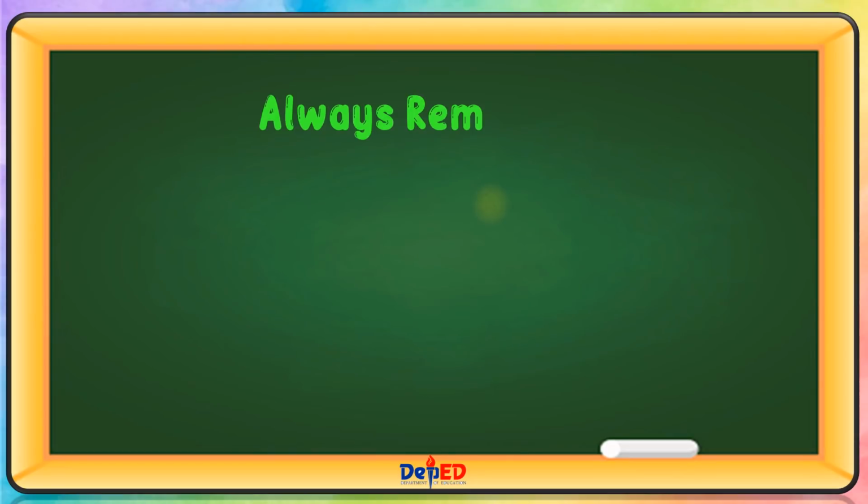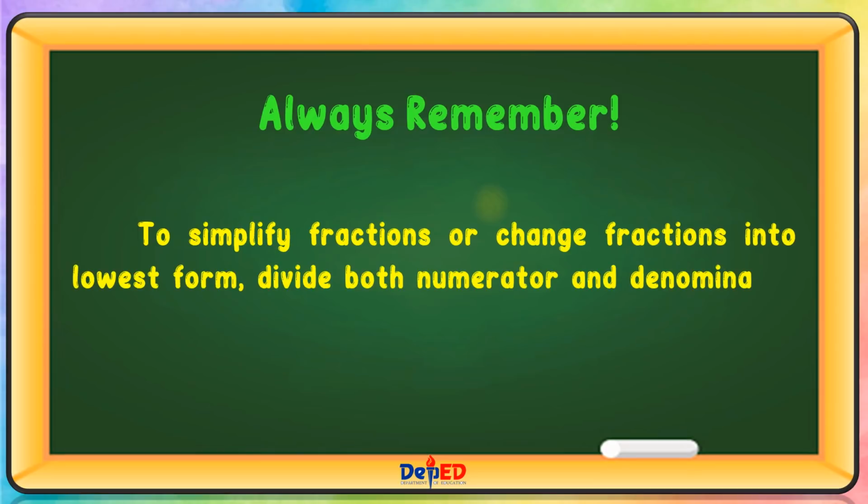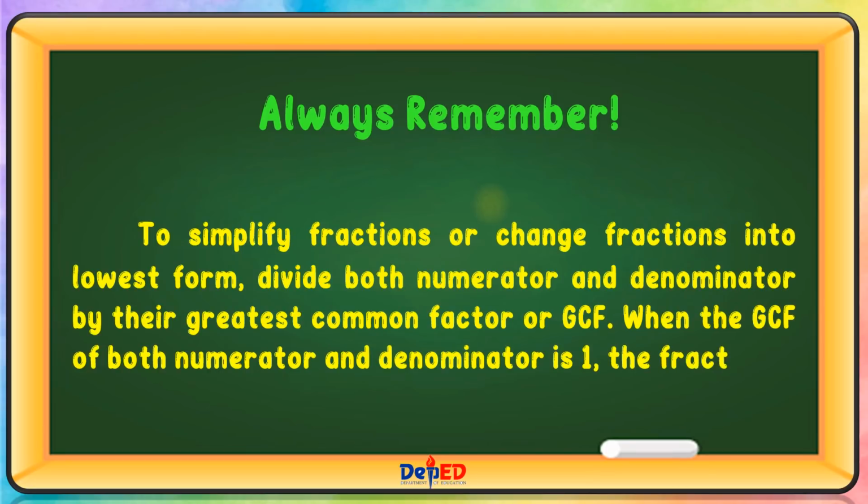Always remember, to simplify fractions or change fractions into lowest form, divide both numerator and denominator by their greatest common factor, or GCF. When the GCF of both numerator and denominator is 1, the fraction is in the lowest term.